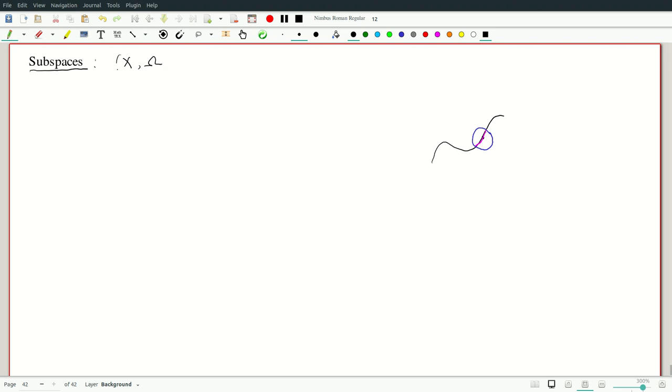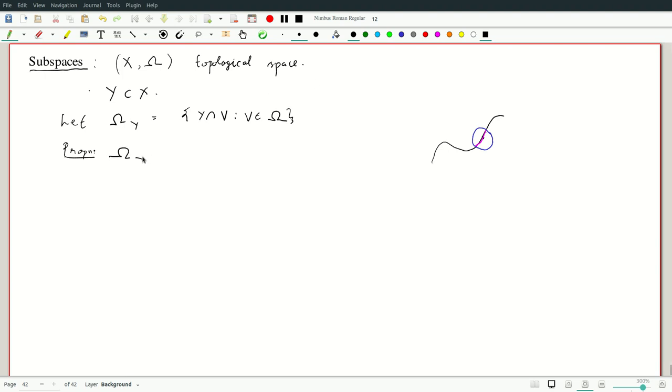Namely, suppose we have X and omega is a topological space, and Y is contained in X. Let's describe omega_Y as just being Y intersection V, for open sets V in omega. And the following proposition is easy, which is that omega_Y is a topology on Y.